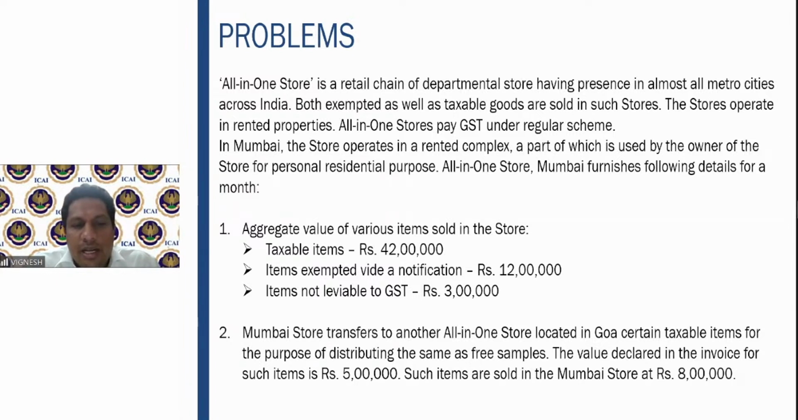Now, Mumbai store transfers to another All-in-one store located in Goa certain taxable items for the purpose of distributing them as free samples. The value declared in the invoice for such items is 5 lakhs. Such items are sold in the Mumbai store at 8 lakhs. So, this question, the way he has given All-in-one in the question itself, that means pretty much all the concepts are covered here.